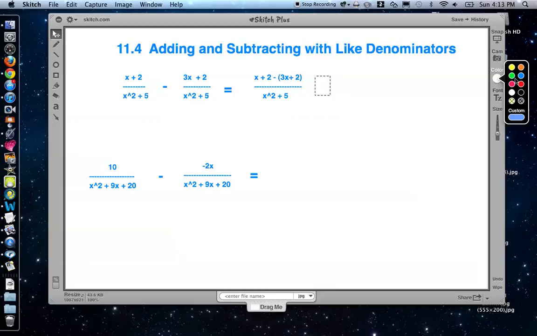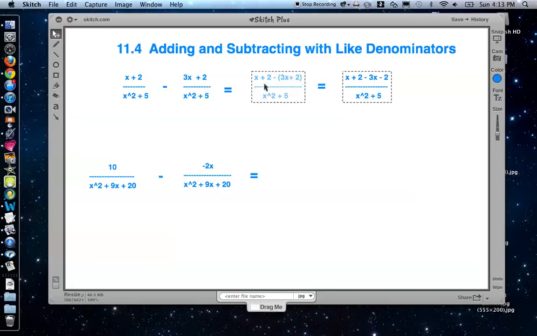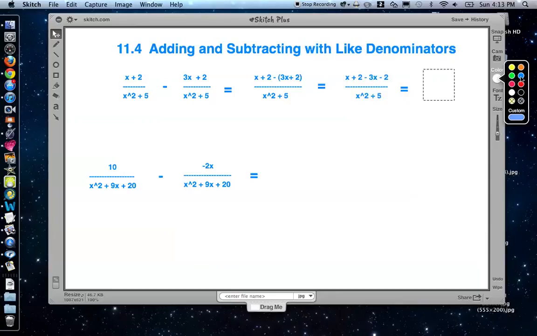What that's going to do for my answer here is, when I simplify that numerator, x plus 2 minus 3x plus 2, I will get x plus 2 minus 3x minus 2. Remember that this subtraction changes both of these signs, makes it a negative 3x and a negative 2. And then I'm just going to simplify that through. If I combine x minus 3x, it's negative 2x. 2 minus 2 should be 0. So I'm left with negative 2x in the top, and x squared plus 5 stays the same the whole way through. And at that point, I should be finished.